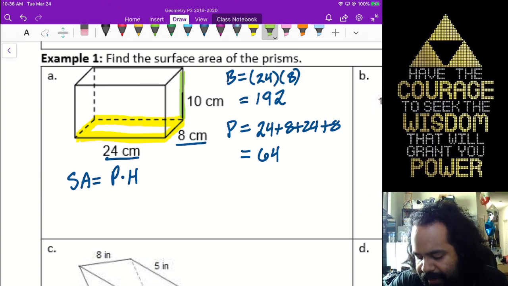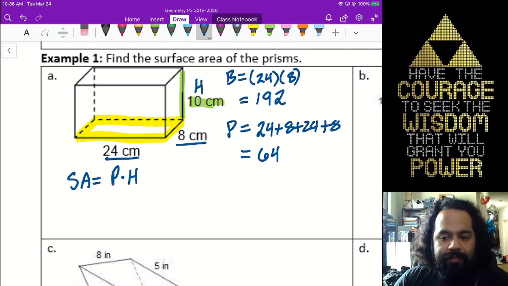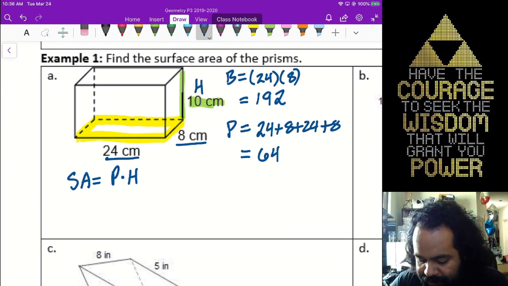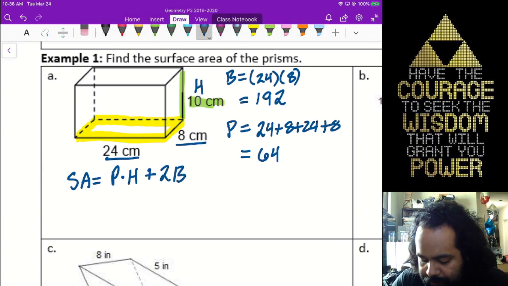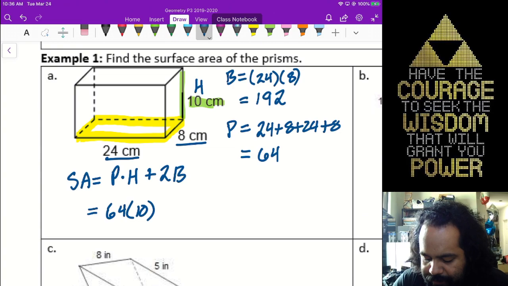Okay? So I have my perimeter, my height of my solid, right? That's my line right here. That's my height. And you just plug it in, right? Perimeter times height plus the area of 2 of our bases. So that's going to be our 64 times 10 plus 2 times the area of our bases of 192.